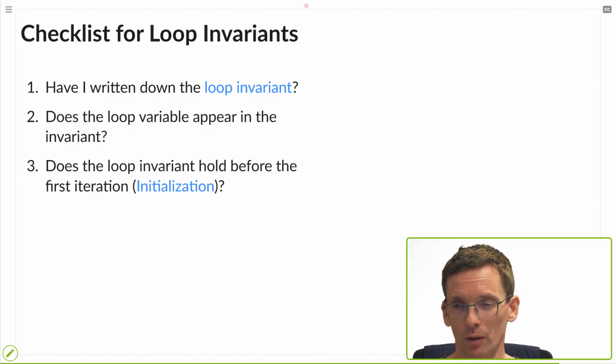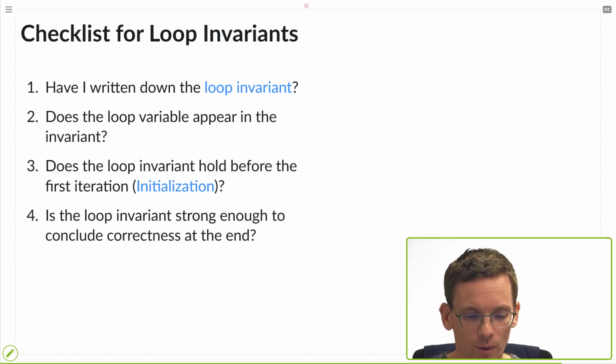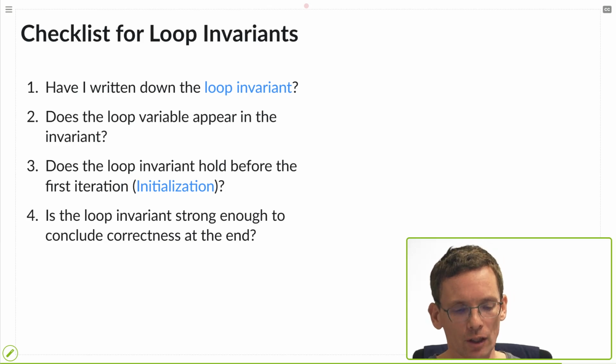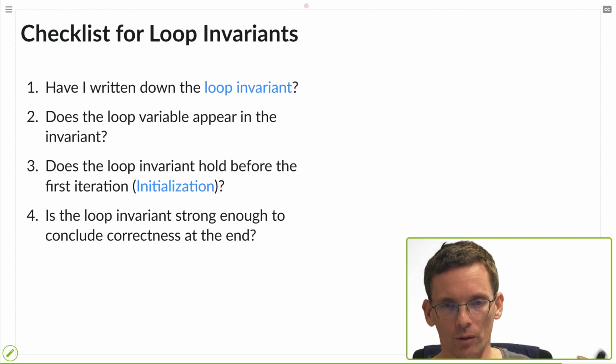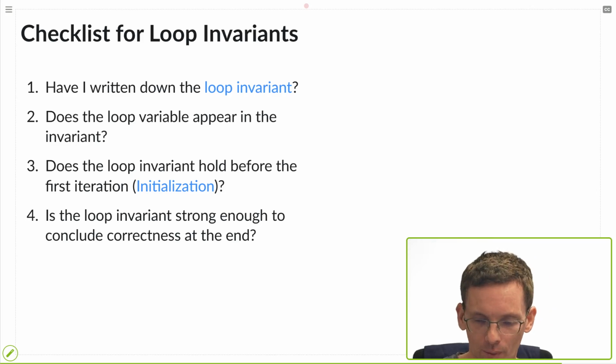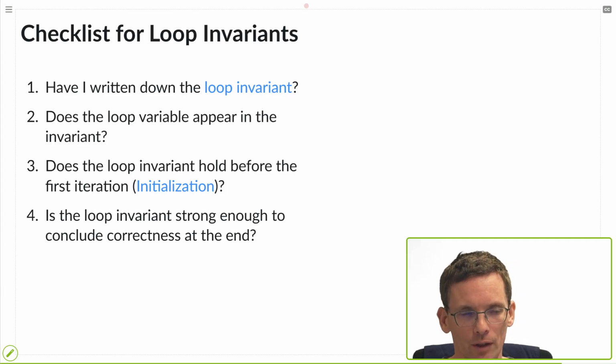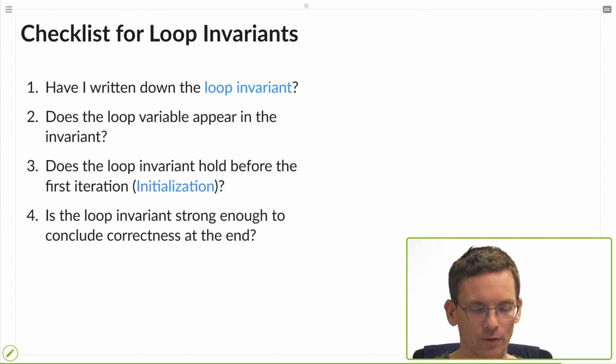Then your loop invariant should simply also work. In particular, it should hold at the very beginning, so you need to check not only maintenance, but also initialization. Then it's not enough for the loop invariant to be correct. Obviously, it also has to be strong enough to prove something about the algorithm. You could have an assumption for which it's easy to prove that it's always correct, but if it doesn't help you at the end, then it's not a good loop invariant.